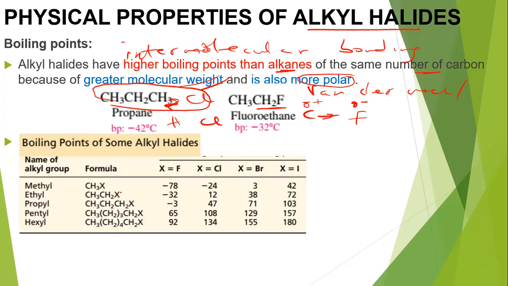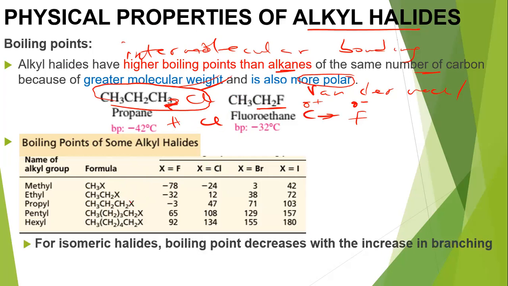I think this table is very consistent with what we are talking about. And the next thing that we have to also take note of is that for isomeric halides, boiling point decreases with increasing branching. There's another property that we didn't mention here that is worth mentioning, that van der Waals force is favored by surface area, such that the bigger your surface area, the higher your extent of intermolecular bonding and the higher your boiling point, right?